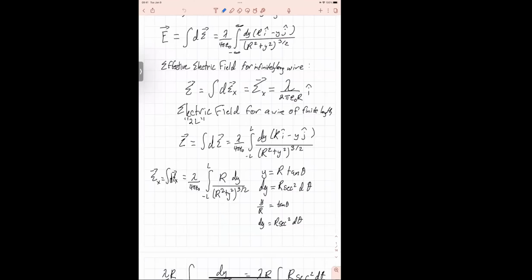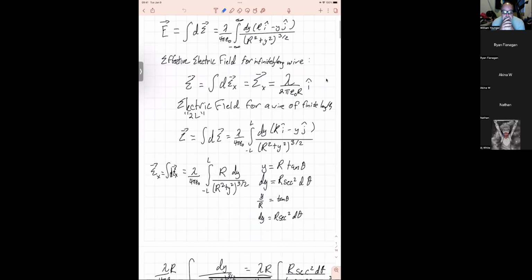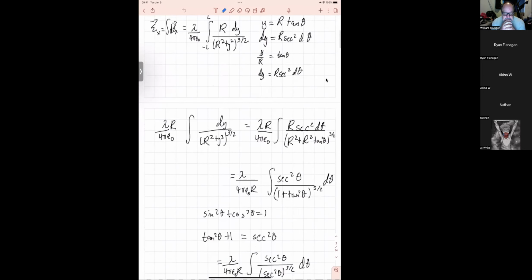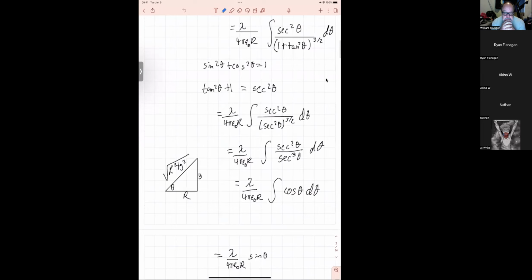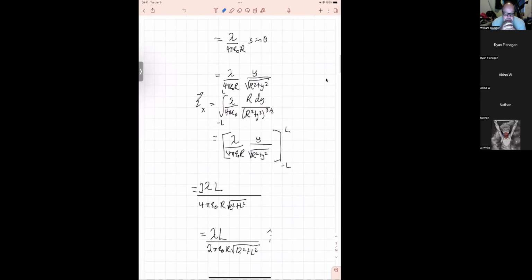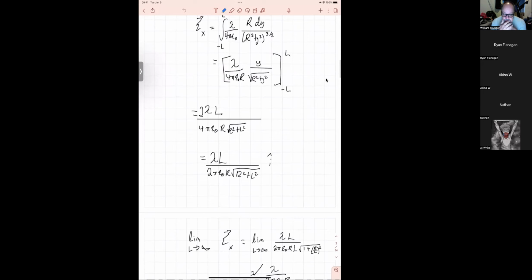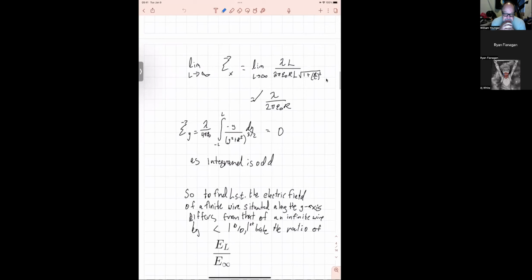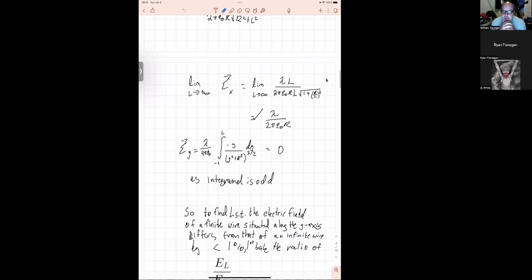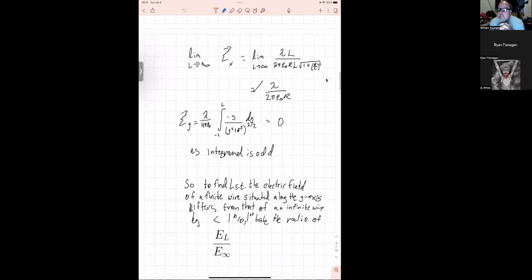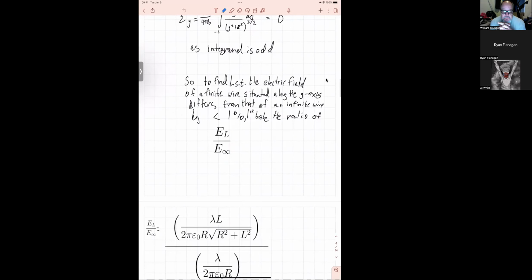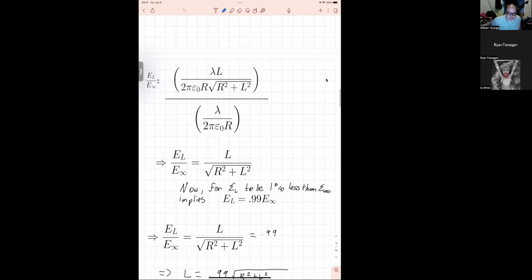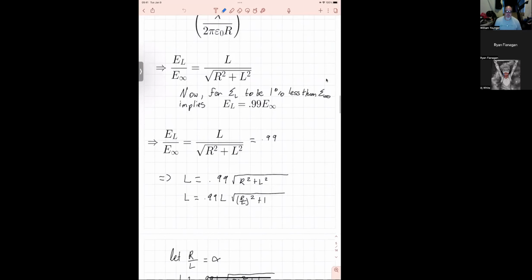Hopefully this works. Okay, so I did the integral for a finite length, and it looks right. When I did the limit, if it was at infinity, like infinite length, I got what it should have been. And then I took the ratio, and got 0.99.